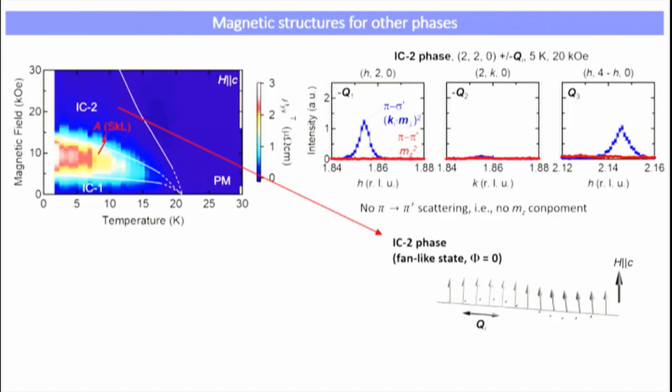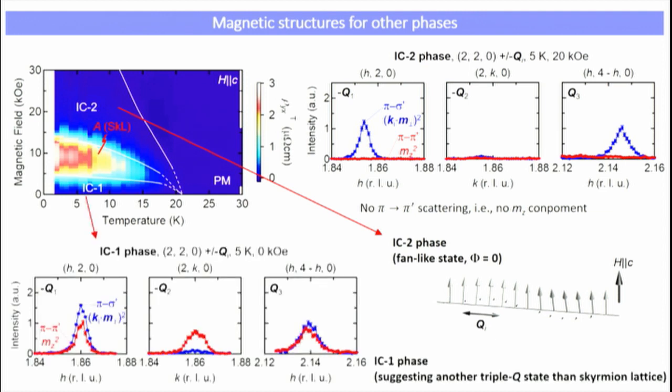So we also performed the detailed resonant X-ray scattering to identify the spin structure of the other magnetic phases, higher and lower magnetic field compared with A phase. So the IC1, IC2 state, for example, doesn't have the pi-pi scattering, to be identified as a non-topological spin texture as shown here. And in contrast to the IC2 state, the IC1 state seems to have some interesting spin textures because it has the suggestive experimental evidence suggesting the triple Q state.